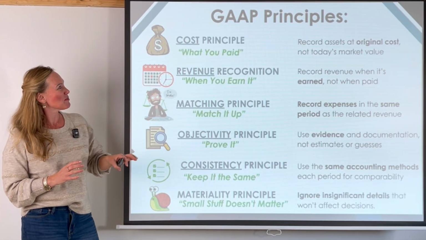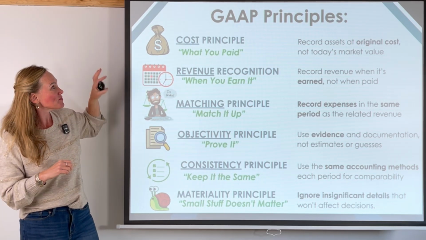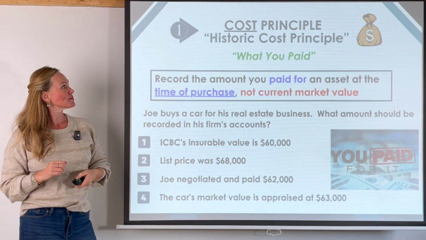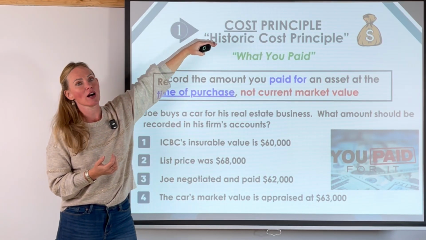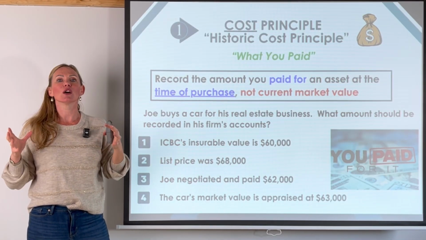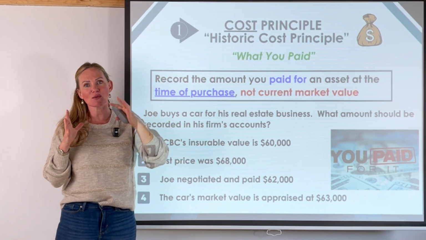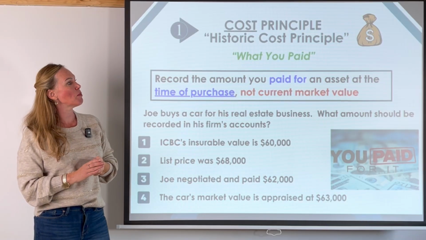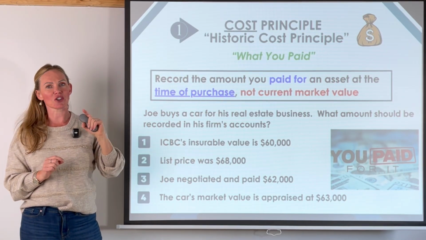So the cost principle is going to be kind of like a cheat for you, and we're going to go one by one. Let's start with the cost principle. Think of it as the word cost. What was the cost to me? When I paid for something, what's the cost? What you paid for is what we're going to put into the books. It says record the amount of what you paid for an asset at the time of purchase and not the current market value.